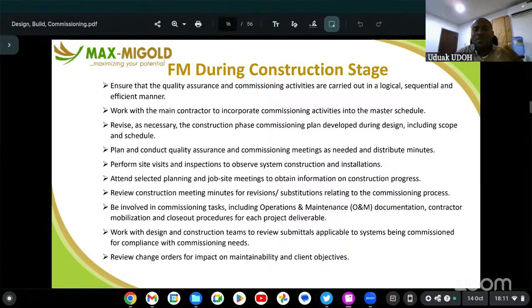So these are things we need to think about to make our process seamless, to make it professional, and to make it easy for us to work with others too. And this happens during the construction stage.